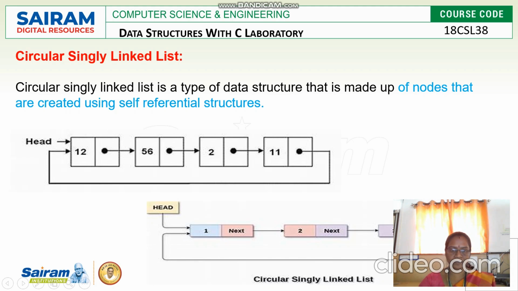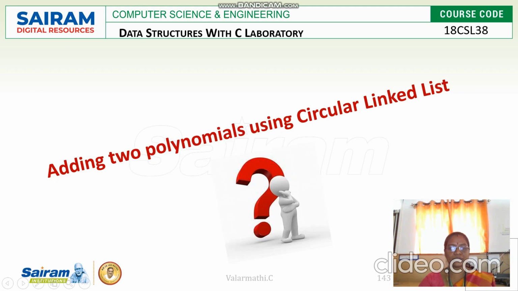The same concept is given in another example here. The header node is there, and the header node has a separate head pointer. Then the remaining nodes are connected respectively, and the last node is connected back to the header node. So this is the concept of a circular linked list. With this, how can we add two polynomials using a circular linked list? It is a task given to us.